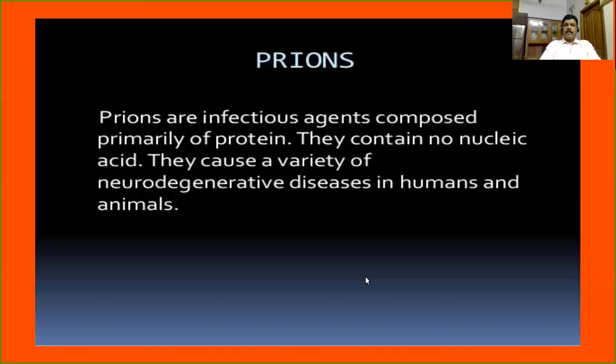The third one is the prions. Did you hear about prions? Dear students, prions are infectious agents composed primarily of protein. They contain no nucleic acids. When you consider viruses, they have both nucleic acid and protein. In the case of viroids, we have discussed they have only nucleic acid. But in the case of prions, you can see they have only protein. They are not having any nucleic acids. They cause a variety of neurodegenerative diseases in humans and other animals.